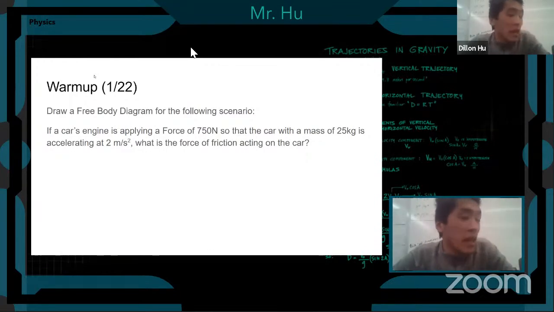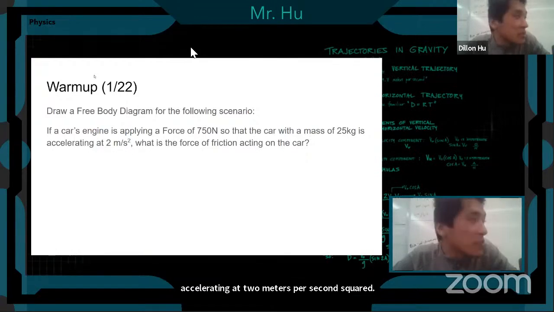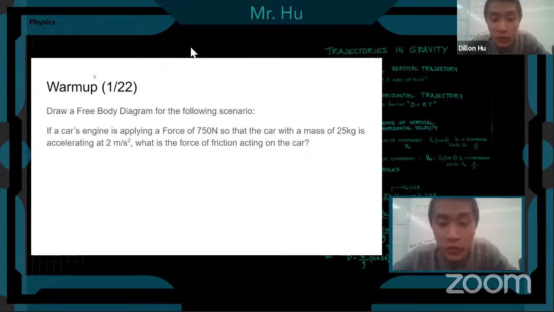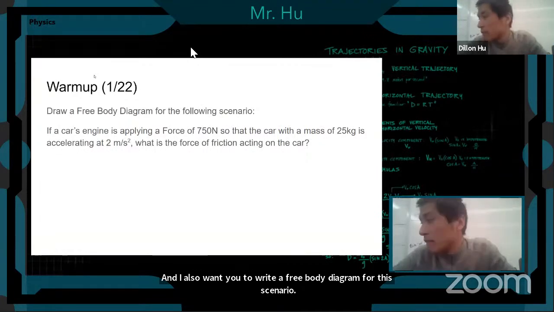So once again, if a car's engine is applying a force of 750 newtons, so that the car with a mass of 25 kilograms is accelerating at 2 meters per second squared, what is the force of friction acting on the car? And then I also want you to draw a free body diagram for this scenario.